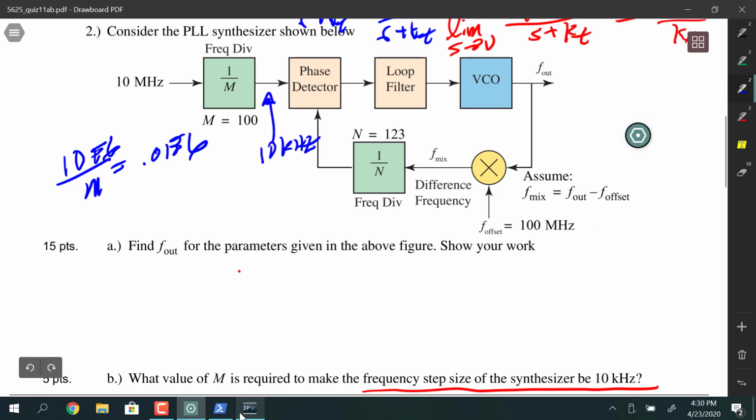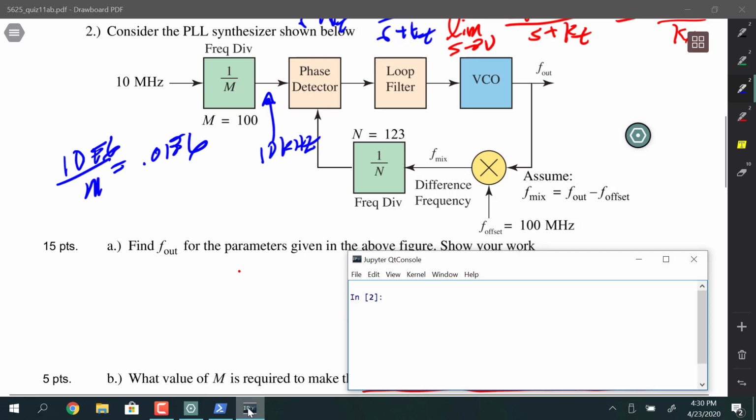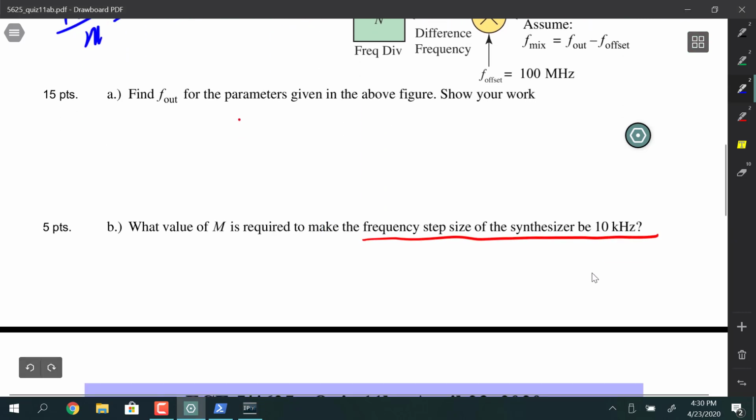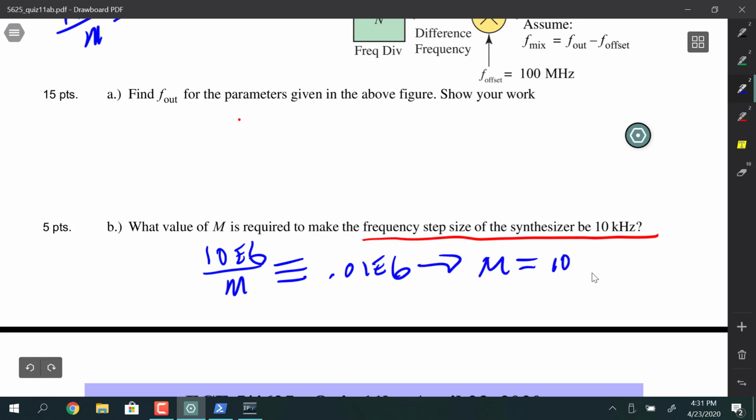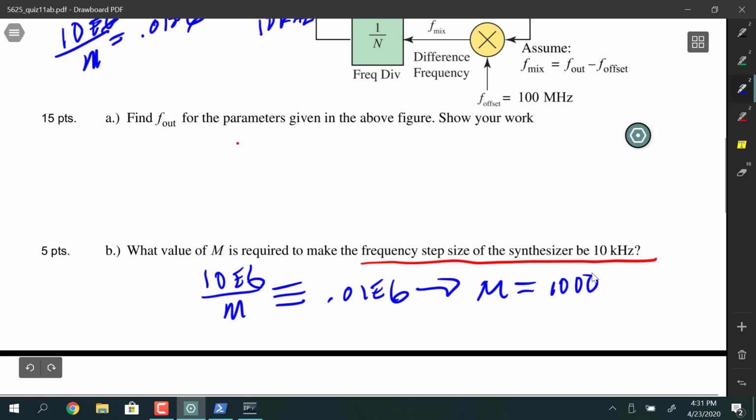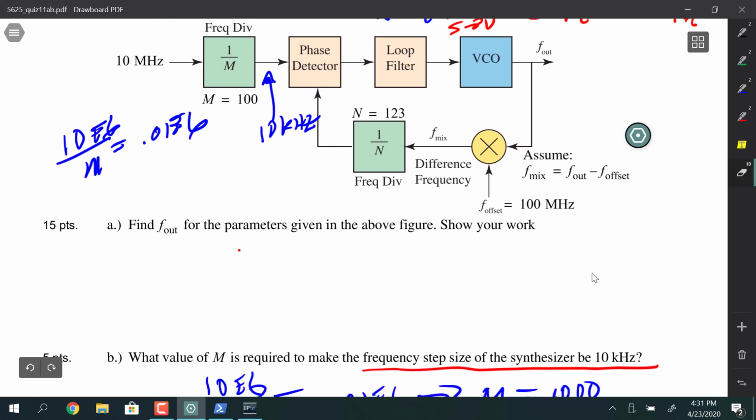Make sure I'm doing that right. So why does M say it equals 100 then? Oh, in part A, it starts out as 100, and then it gets changed in part B. Remember, we're working backwards. So I would write down here that 10E6 over M must equal 0.01E6, so that implies M equals 1,000. But in working part A, you're working with what's given.